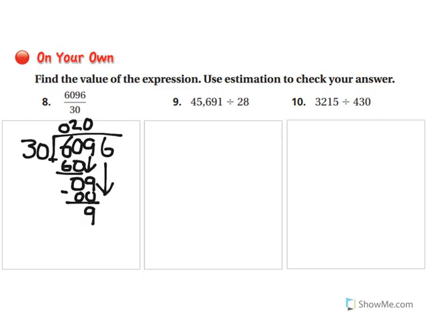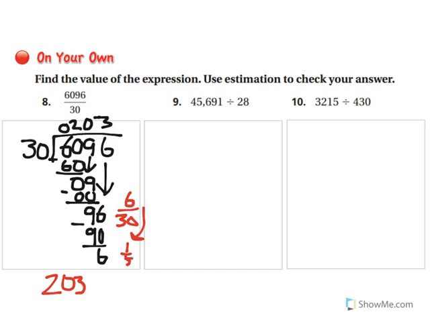Bring down my 6, I get 96. How many times does 30 go into 96? Well, 3 times 30 is 90. So let's try 3. I get a 90. 6 is my remainder. So I have 203, and then I have 6 over 30, right? 6 over 30, which can be written as 1/5. So 203 and 1/5.